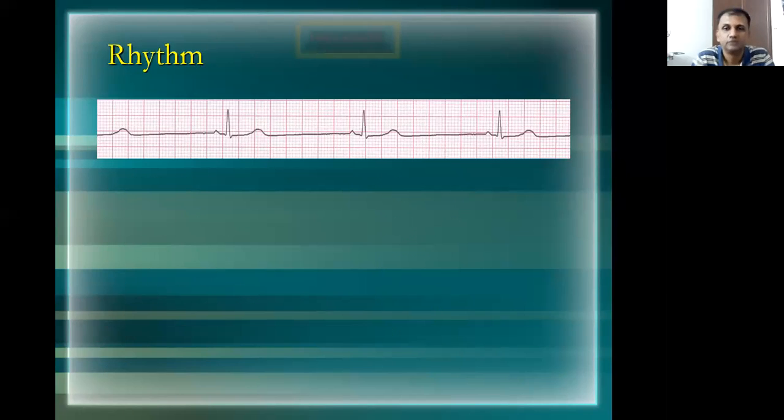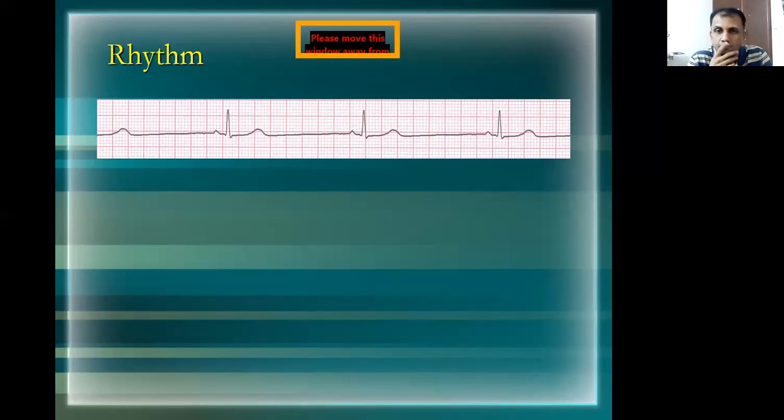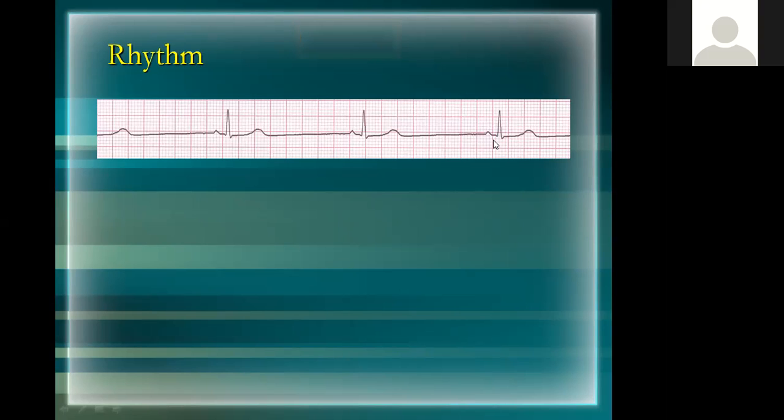This one. Anyone like to comment? Sinus bradycardia. Fantastic. What is the heart rate? Less than 60. Just tell me roughly. It's one big box, 2, 3, 4, 5, 6, 7, 8, almost 8.5. So let's take around 40. It's less than 40. I would say it's 35. Okay. Good.